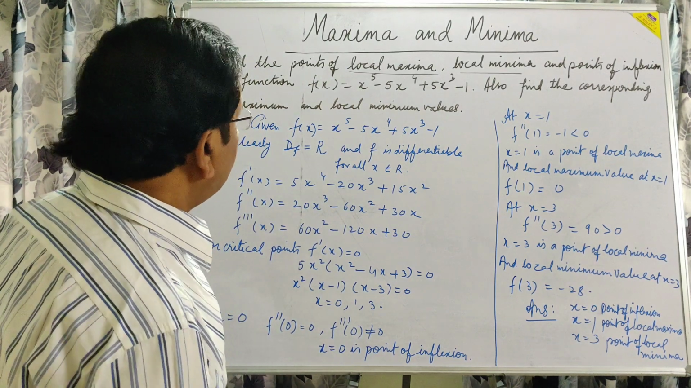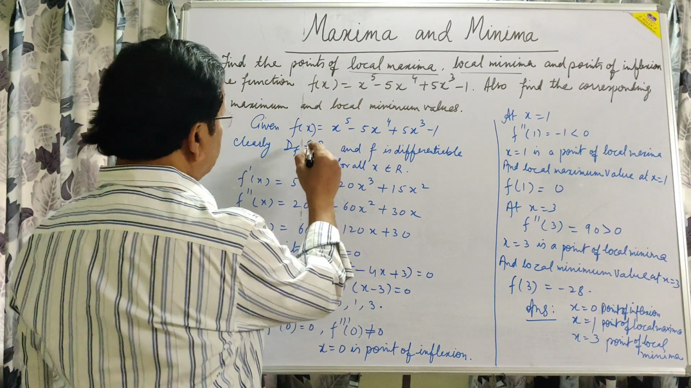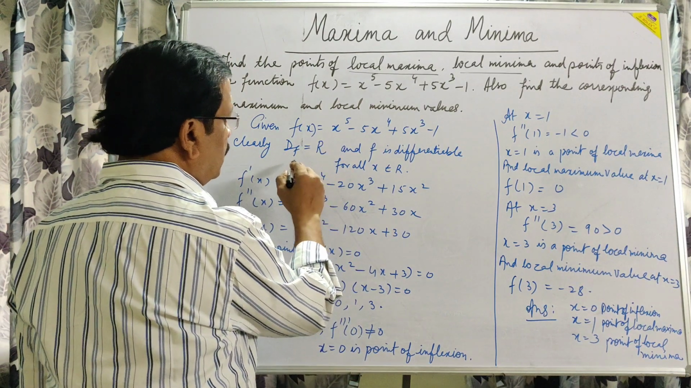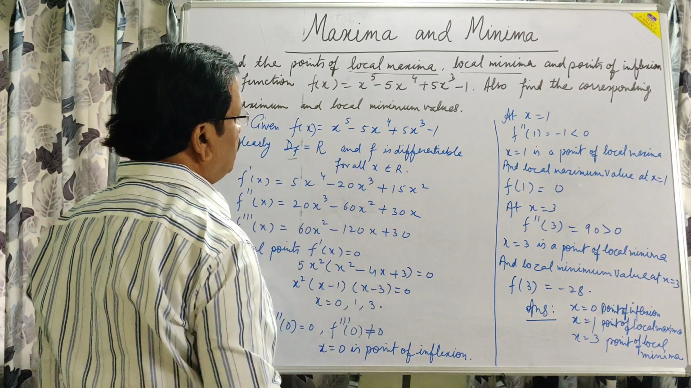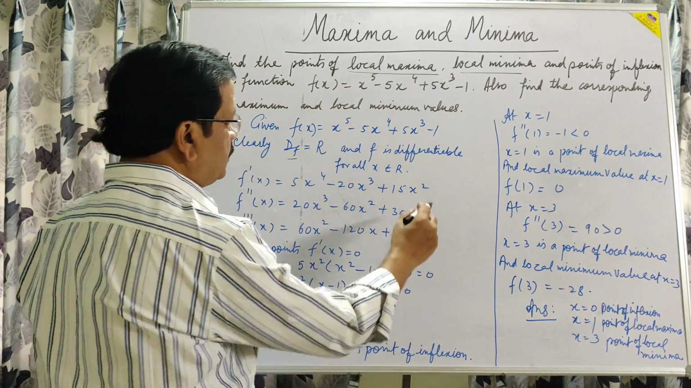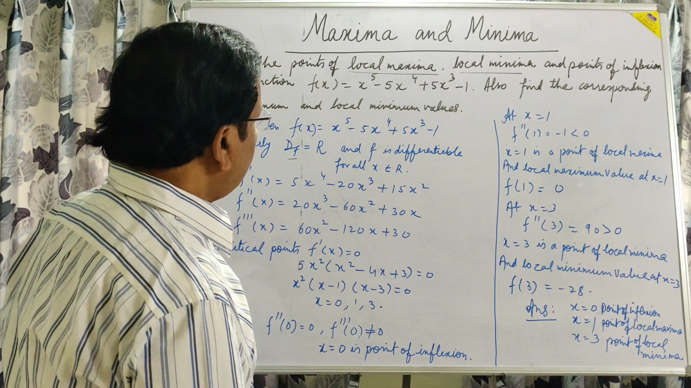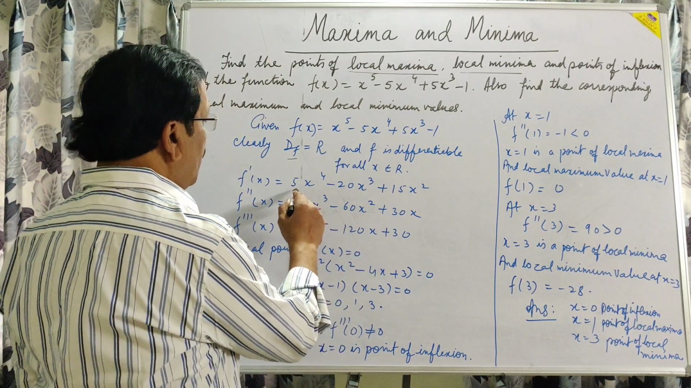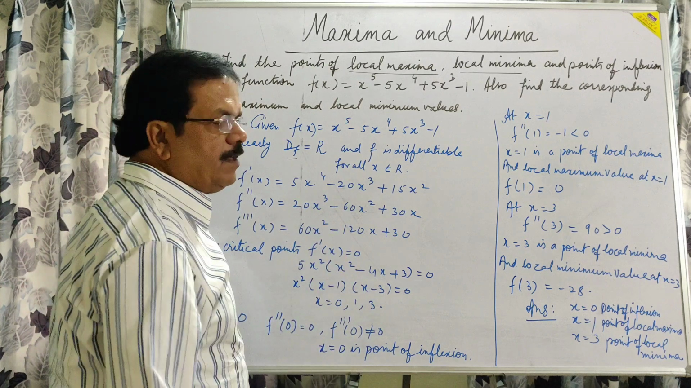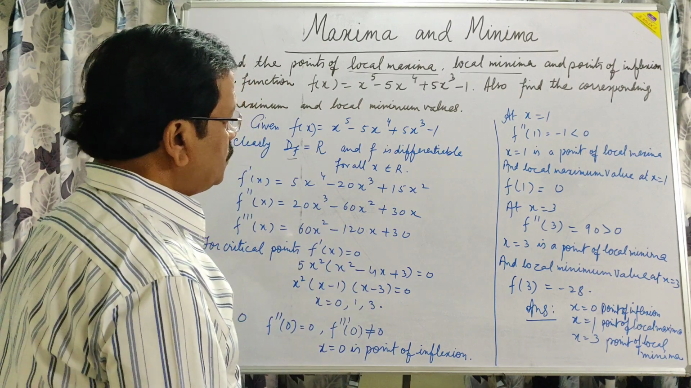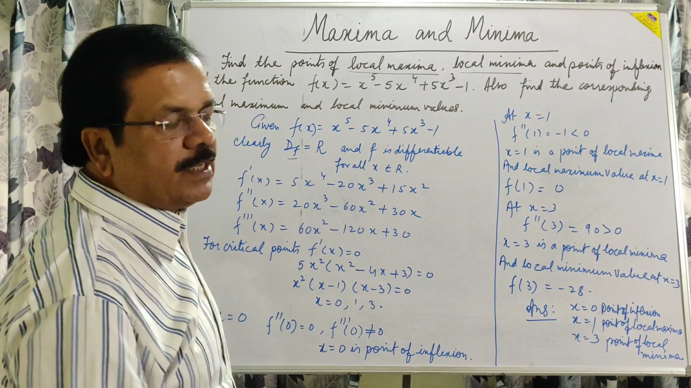Now I start with the solution, differentiating this. Since the domain of this is real numbers, and because of being a polynomial, this is differentiable for all x in real numbers, and that is why we can differentiate this. Differentiating gives 5x to the power 4 minus 20x cube plus 15x square.